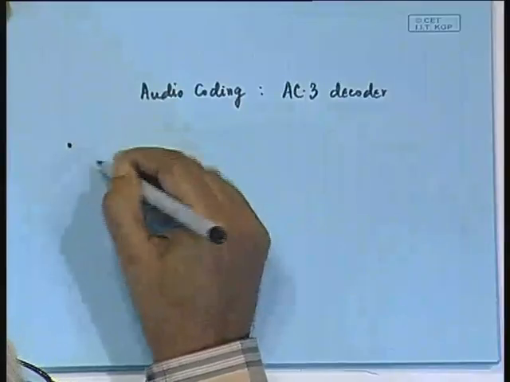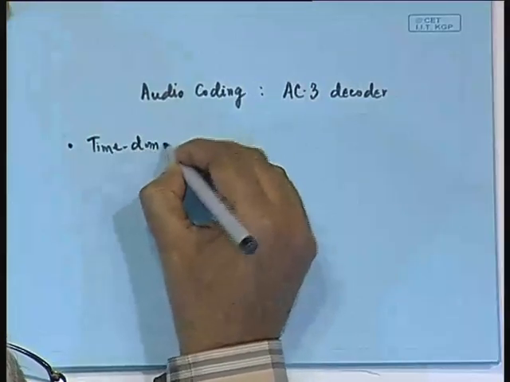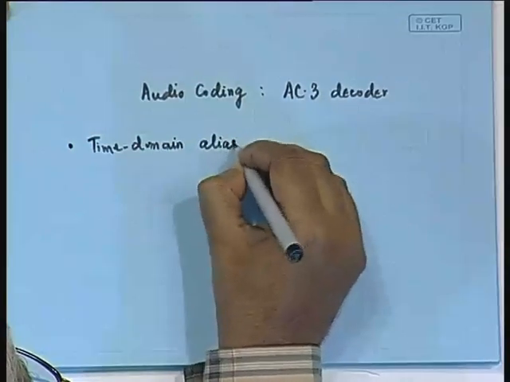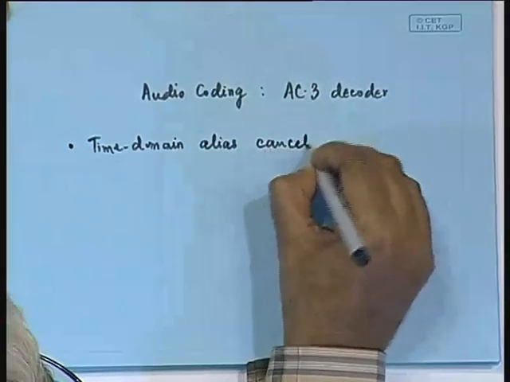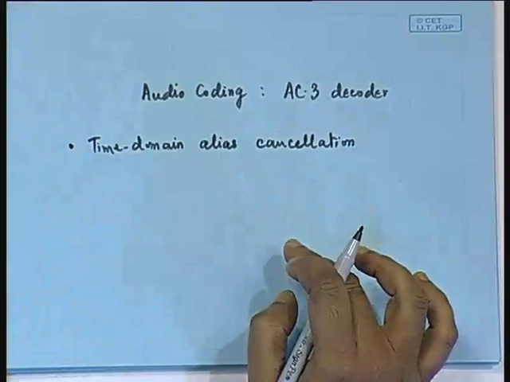and the concept of the MDCT, or to say the time domain alias cancellation, which I made a brief mention of in the last lecture. So, that I will be explaining. Before going into the actual topic of the AC3 decoder, I will digress slightly and cover the portions related to time domain alias cancellation and the realization of subband filtering through the time domain alias cancellation technique.